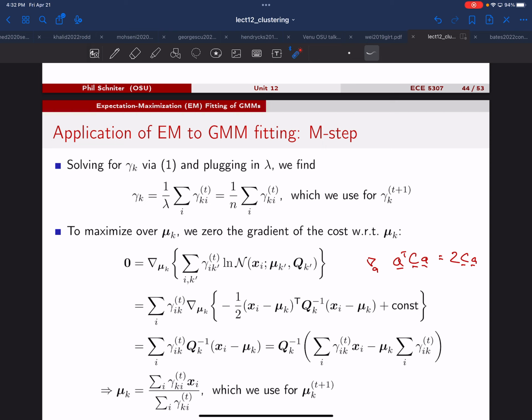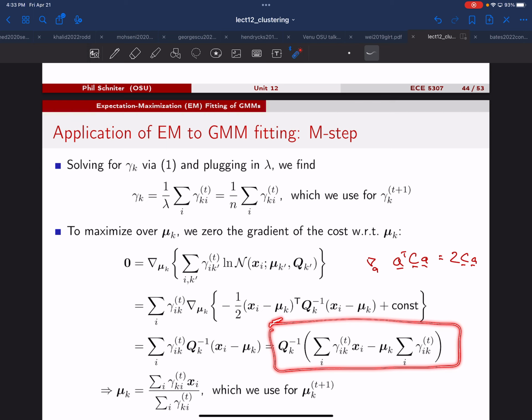So we can rearrange it to make our lives a little easier. Let's pull out this term. This is a scalar, so we can move that through. The sum is over i, this is over k, so I can move the sum through. And we have Q k inverse times this. We want to set that to 0. You guys see how we do that? How do we set this to 0? Because we don't know Q k, right?